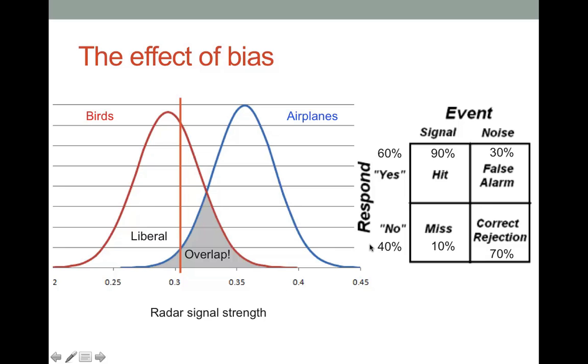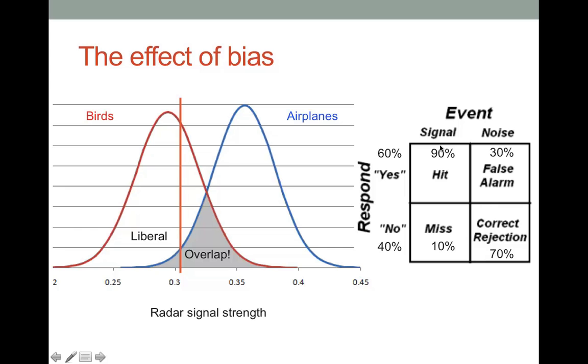First off, you can see that I'm going to call more things airplanes, or say the signal is there more often now, because I just moved my criterion to the left, so I'm more willing to call something an airplane. All of this stuff here that I used to call a bird, I'm now going to call an airplane. So I made up some more numbers and said, now I'm going to say yes, the airplane was there 60% of the time. No, it was not there 40% of the time.